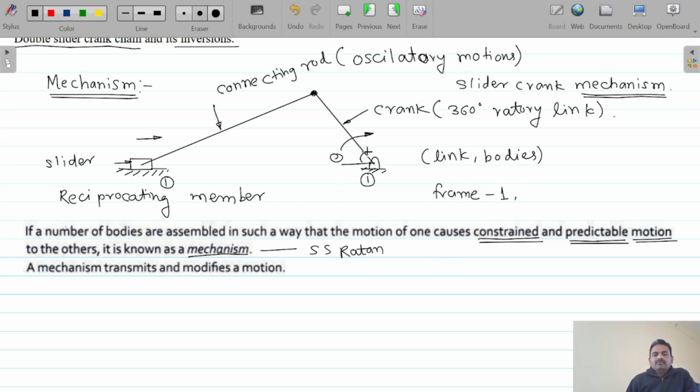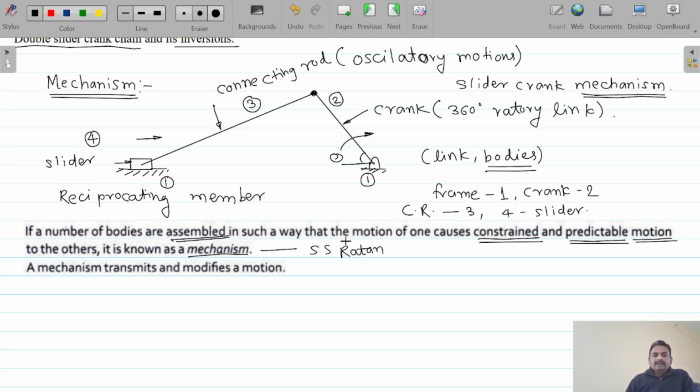To the frame we are connecting the crank. So the crank is link number two. Then the third link is your connecting rod, and the fourth link is your slider. So how many links are there in total? Four links or bodies are there which are assembled.